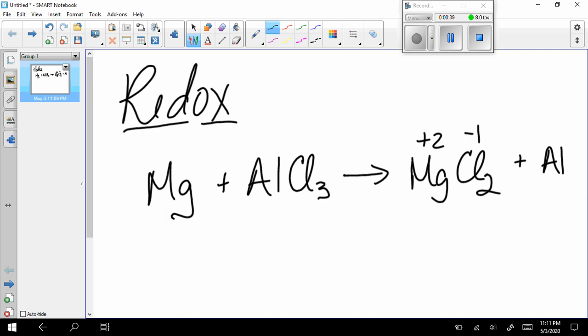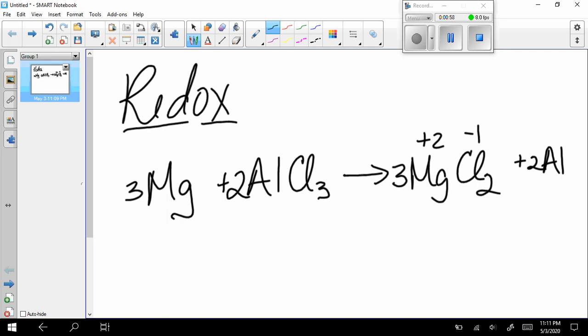So the first thing I got to do is go ahead and balance it. So if I have 2 Cl's on this side and 3 Cl's on this side, I'm going to have to get to 6 Cl's. So I put a 2 in front of that and a 3 in front of this. And that gives me 3 magnesiums and 2 aluminums.